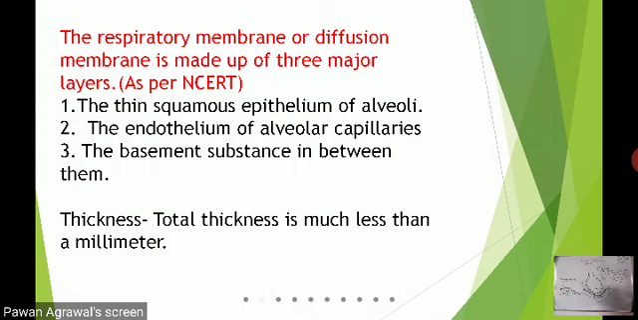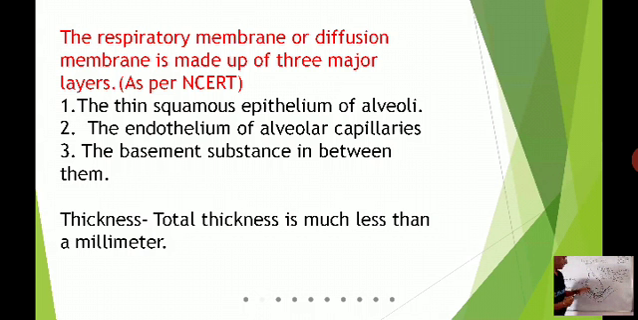Getting? So respiratory membrane, it is responsible for the diffusion of gases. O2 diffuses from alveoli to the capillaries and CO2 diffuses from capillaries to the alveoli. Getting? Due to the change in the pressure. We will discuss in detail in the gaseous exchange section. Total thickness of this respiratory membrane or diffusion membrane they have given in NCERT is less than a millimeter.